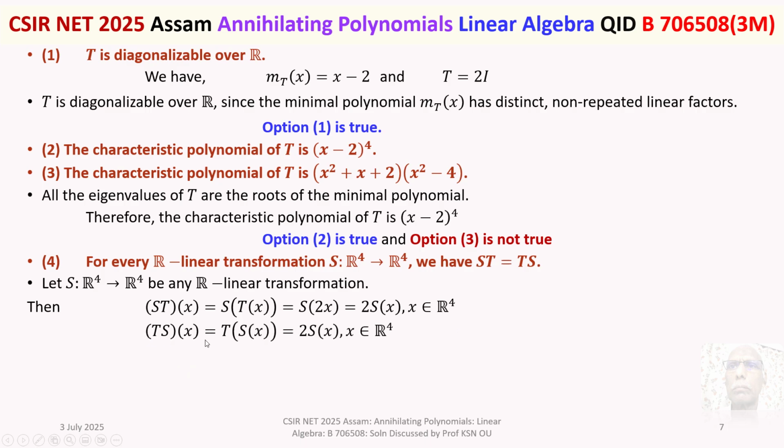And TS operating on x is equal to T of S of x. T of S of x will be 2 times S of x, because T of x is equal to 2x. So T of S of x is 2 times S of x for all x belongs to R to the power of 4. Thus, we have ST of x is equal to TS of x for all x belongs to R to the power of 4. Therefore, ST is equal to TS. Thus, option 4 is true. And we have to find out that option which is false. Therefore, our answer to this question is option 3.